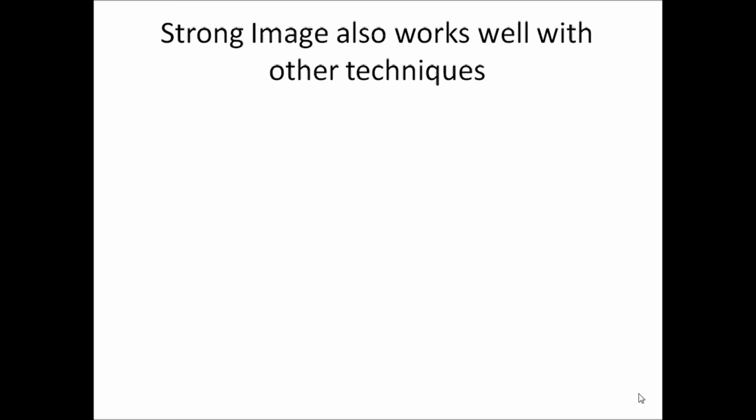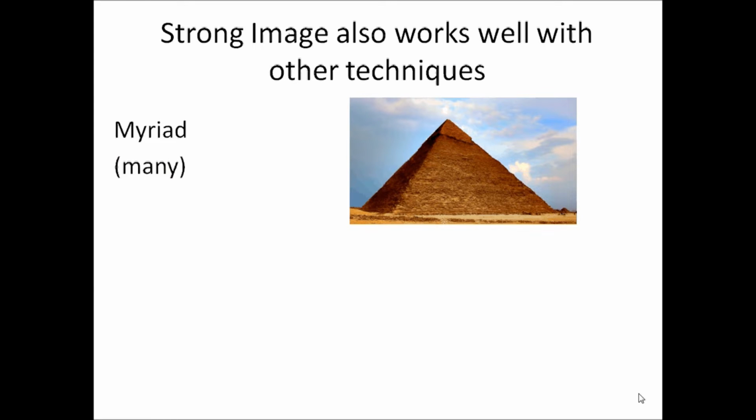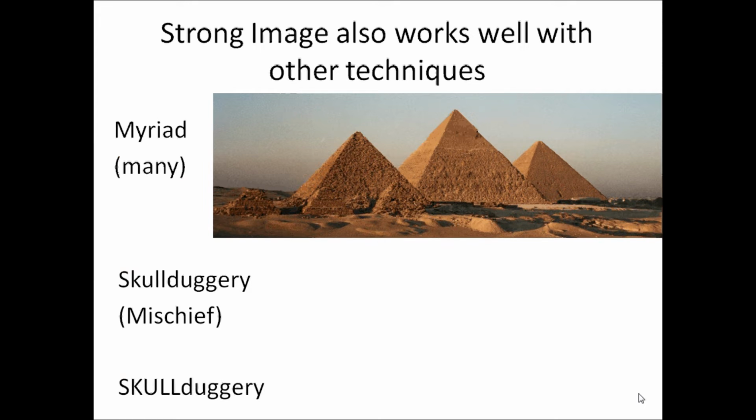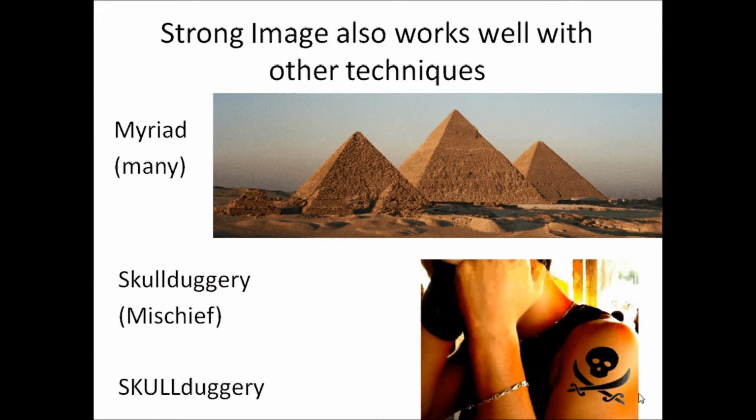So, for instance, let's say we're trying to remember myriad, meaning many. Myriad sounds a lot like pyramid, but picturing one pyramid is not going to help us remember that myriad means many. Instead, we want to picture multiple pyramids, myriad. Our next word is skullduggery, meaning mischief. Inside the word skullduggery is the word skull, so if we picture someone with a skull tattoo up to no good, we can easily remember that skullduggery means mischief.